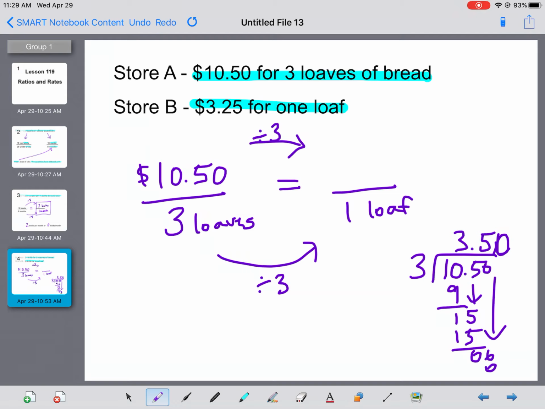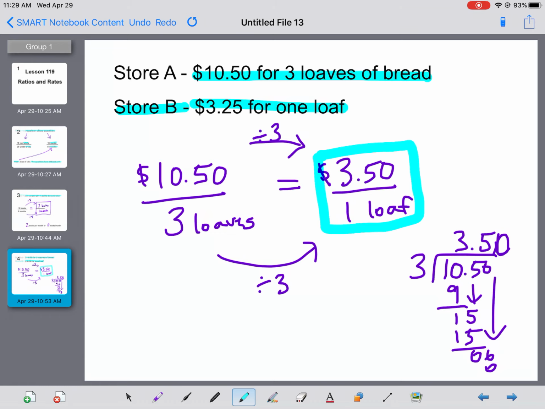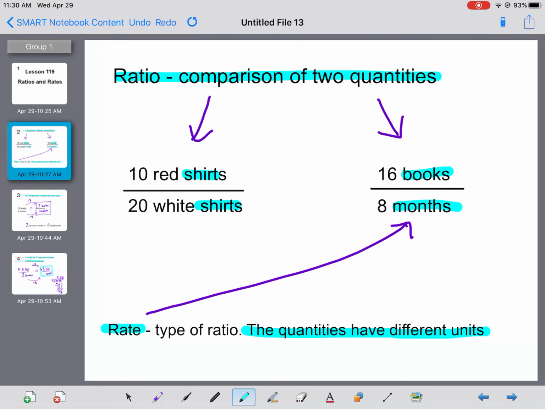Ooh, that's a 0 there. All right, so you end up with an answer of $3.50 per 1 loaf at store A. So actually, store B is the better deal, $3.25 for 1 loaf. And you figured out that that was the better deal by finding the unit rate.